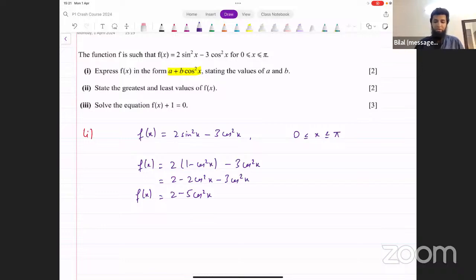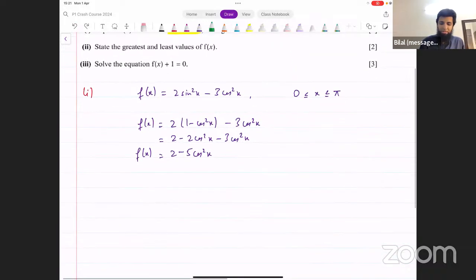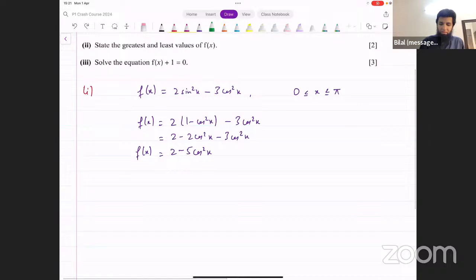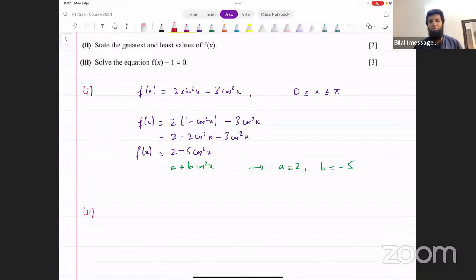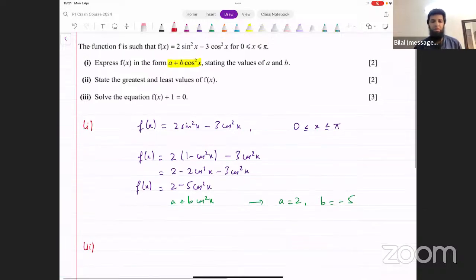Okay, that's the first part. It says state the values of a and b. If you compare with this form, it's a plus b cos square x. That means a is equal to 2 and b is equal to minus 5. Okay, that's the first part. Again, that was just simple trigonometry.